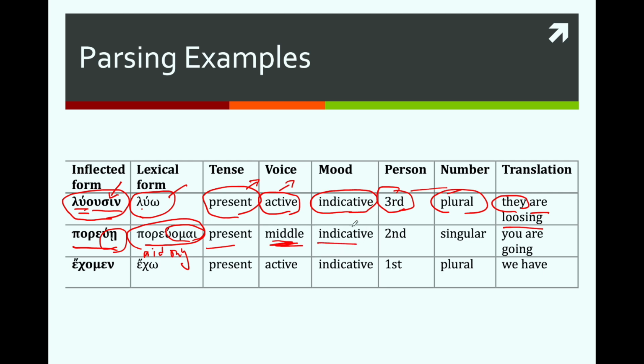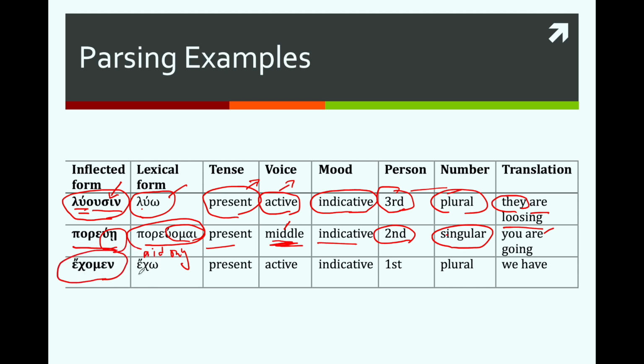It's indicative, so go through the paradigm. Luomai, luei, luetai, luometha, luesthe, luontai. So you know it was on the singular side of things, and it was the second one. Okay, second singular. So it's luei from luomai, and it's a middle only, so you know it's got this active meaning. You are going.